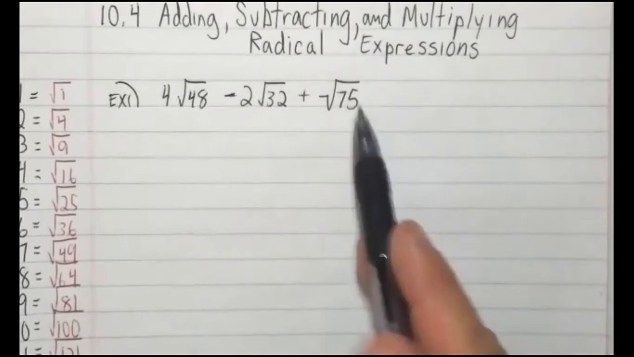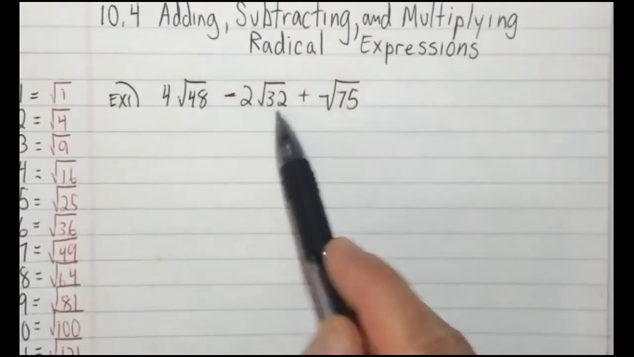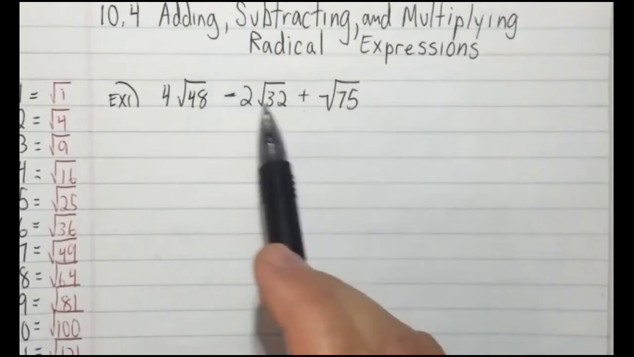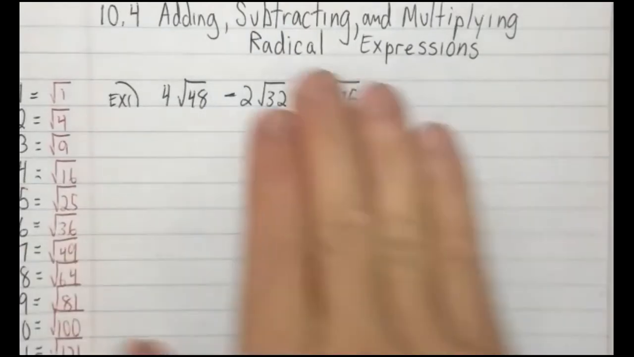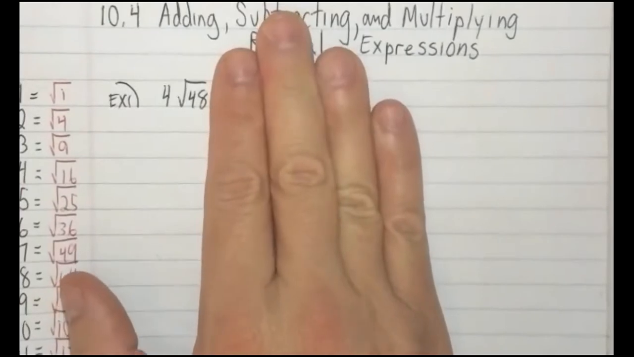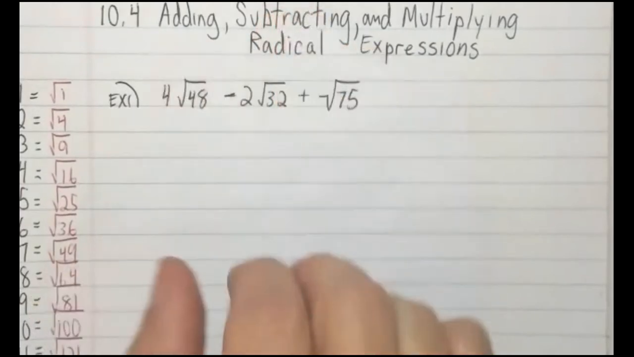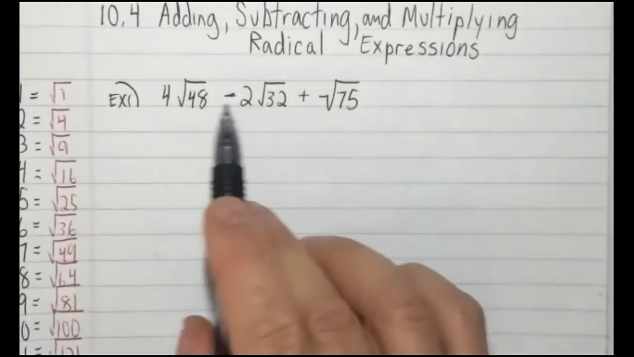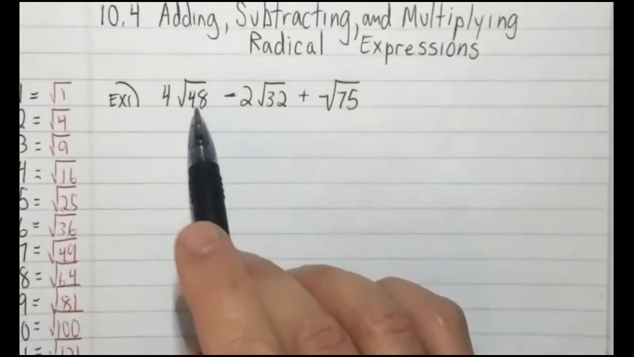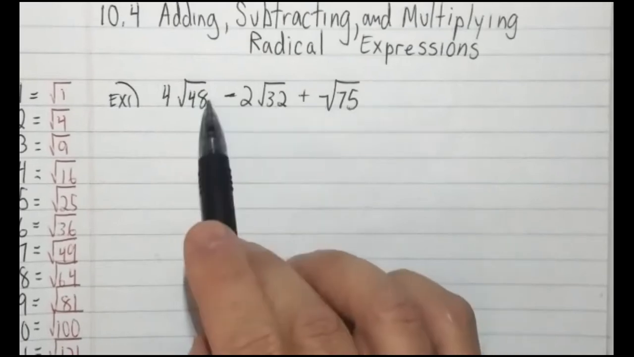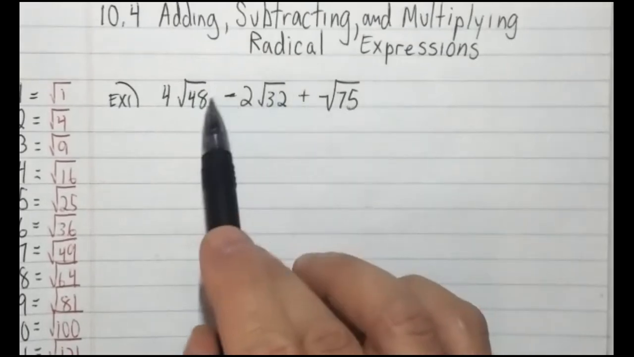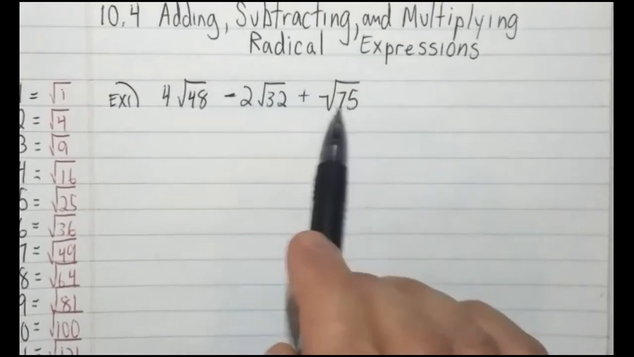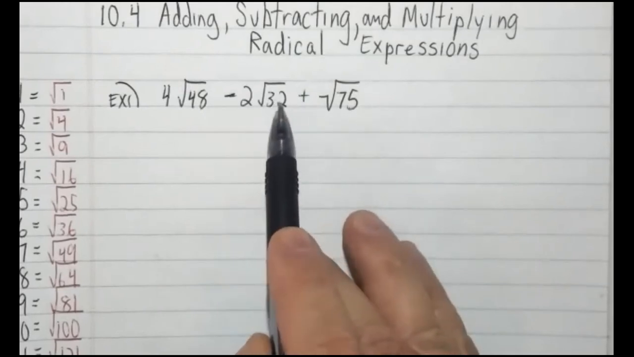The first thing you have to recognize is that every one of these radicals is not in simplified form. If you go back to 10.3, you usually just had 1 and they told you to simplify that. Now we actually have 3. We can't add or subtract any of these until the radicals are simplified, because in their current state, these are what we call unlike radicals. You can only add and subtract these together if their radicals are the same.